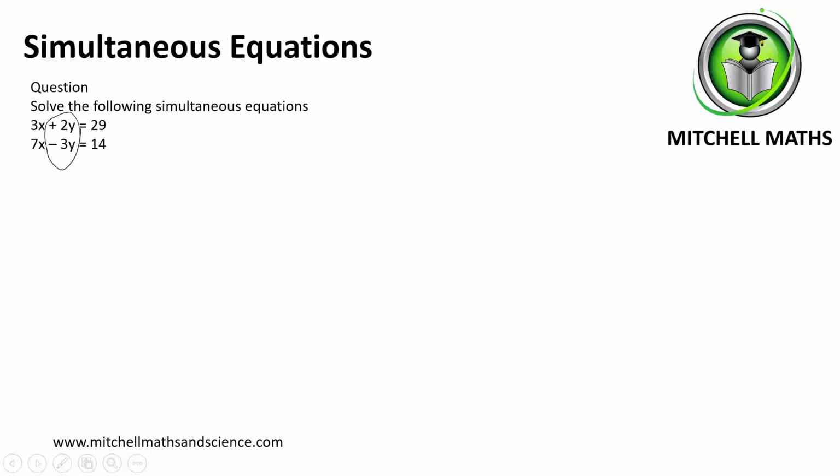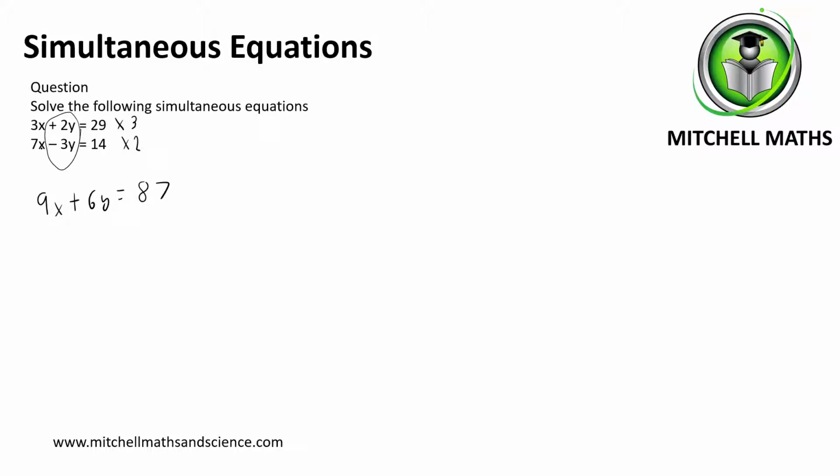Right, the lowest common multiple of 2y and 3y is 6y. Therefore, to get that, I'm going to need to multiply the top equation by 3. And I'm going to need to multiply the bottom equation by 2. 3x times 3 is 9x. 2y times 3 is plus 6y. And 29 times 3 is 87.